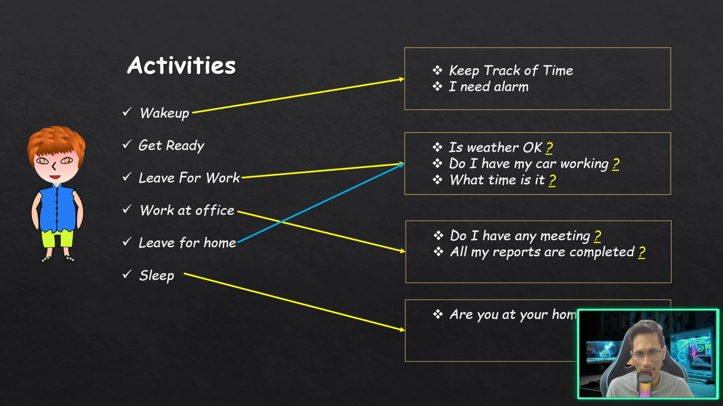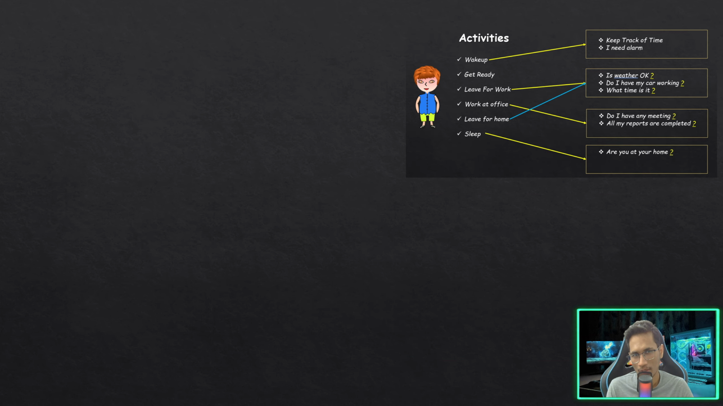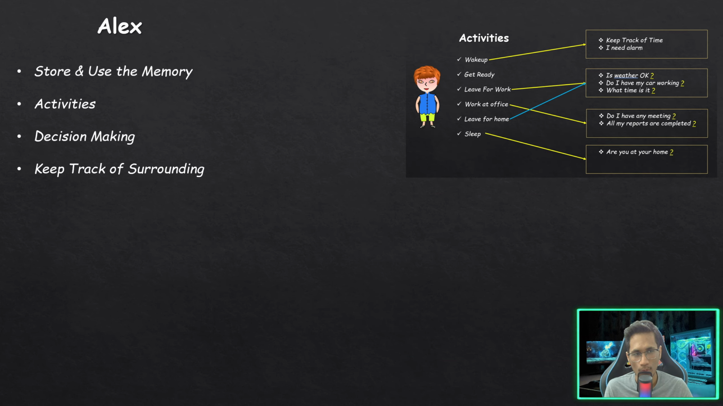So what can we conclude from this entire example? There is a person Alex and there are four things going on. First is he's using his intellect or his memory. For example, where is the office located? What are the things he has to do once he gets to his work? Once he gets to the office, like what are the meetings? Are there any reports? Second thing is a list of activities, and then there is decision making involved. Like for example, if he wants to leave for work, he has to check whether he can take his car. Is the weather okay? What time is it? Like the normal routine says from 9 to 5.